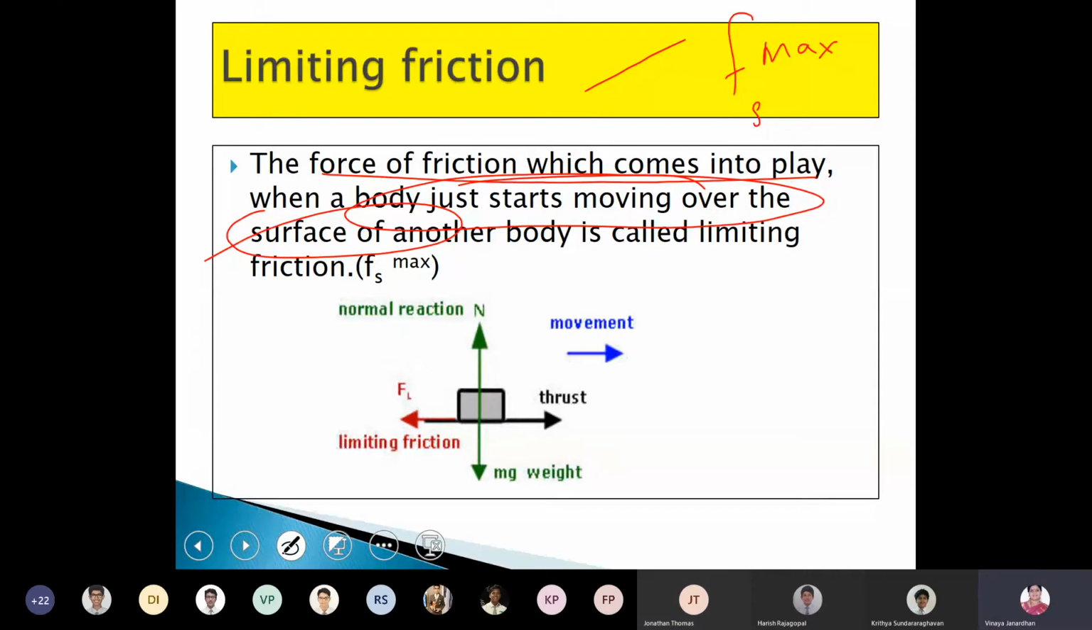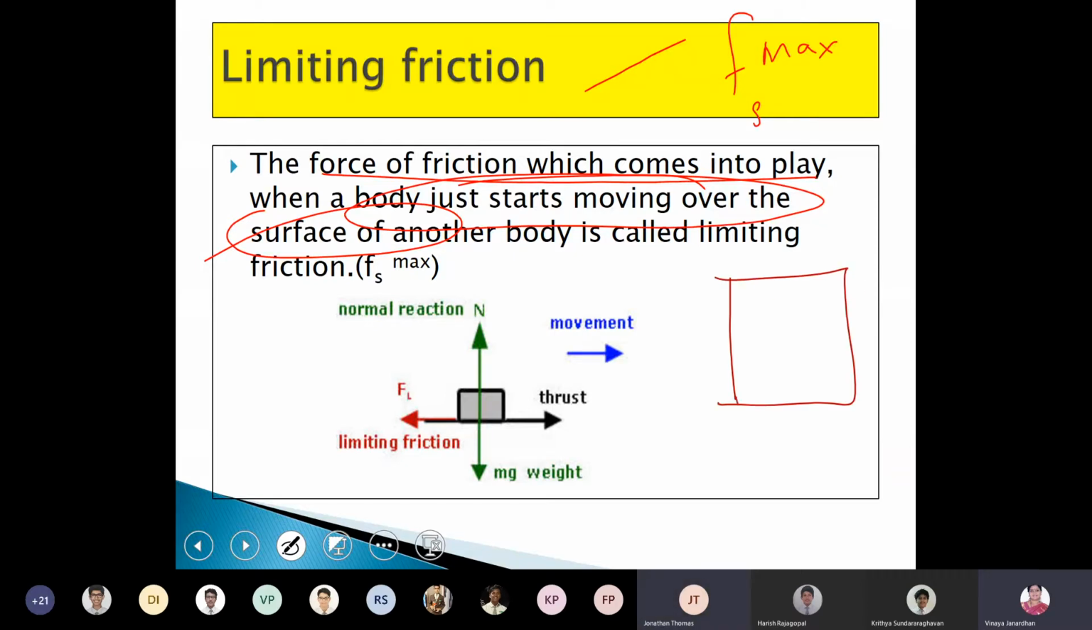Are you clear with limiting friction? Ma'am, if all these forces are concurrent, then how will F net become greater than 0? No, it's not concurrent, boys. Frictional force is not concurrent.